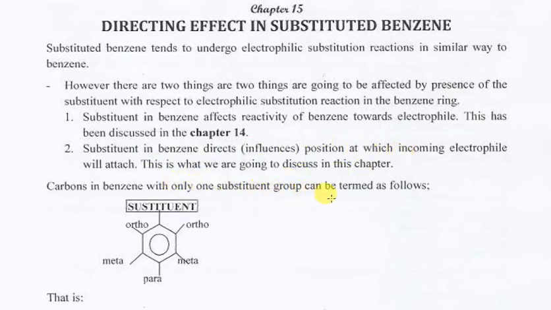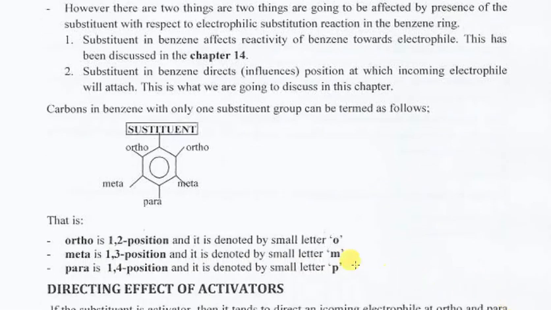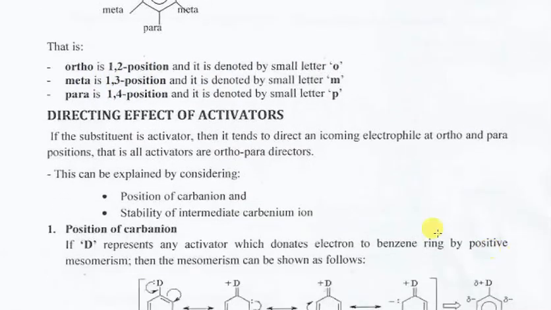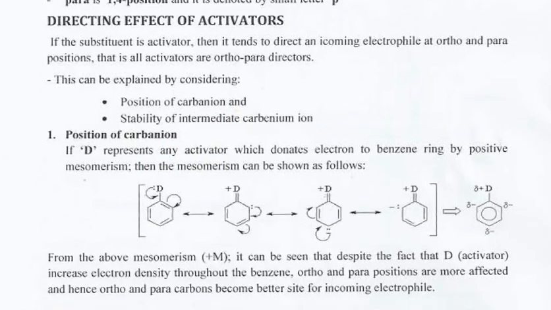This is what we are going to discuss in this chapter, the directing influence of the substituted. Kwa hiyo ortho ni 1,2 position is called ortho, is denoted as O. Meta is 1,3, M, and para is 1,4, which is P. Ortho, meta pamoja na para. Now let's see about the directing effect of activators. Activator watafanya nini? Now about activators tutaenda kuona hapo chini kuna positive mesomeric effect inayoonyeshwa na activator. Lakini activator wana direct kwenda kwenye ortho and para positions.